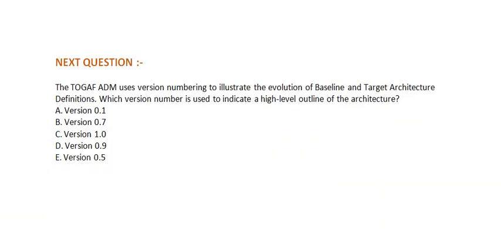Next question is, the TOGAF ADM uses version numbering to illustrate the evolution of baseline and target architecture definitions. Which version number is used to indicate a high-level outline of the architecture? Option A, version 0.1. Option B, version 0.7. Option C, version 1.0. Option D, version 0.9. And option E, version 0.5. The correct answer is option A.